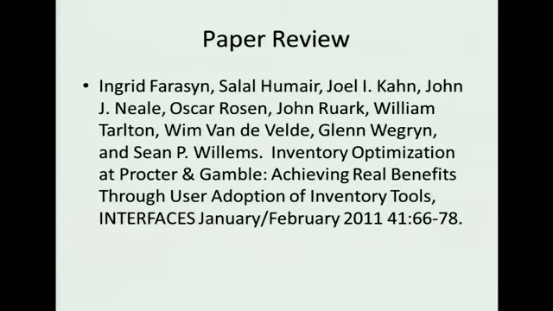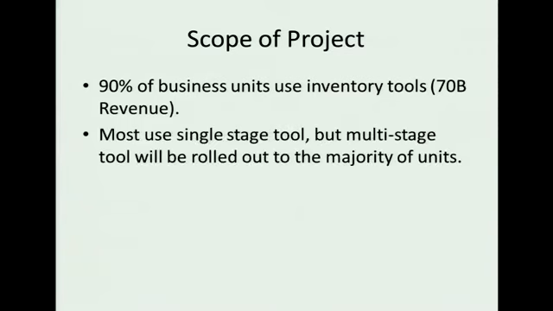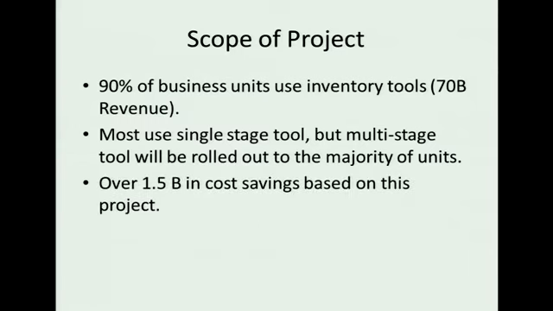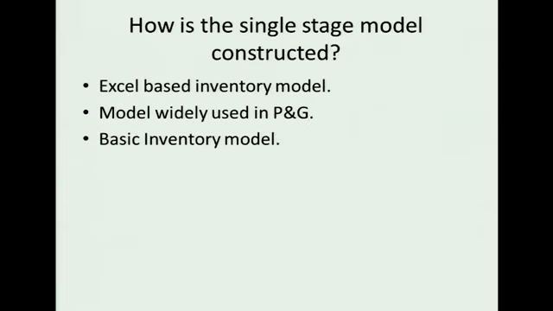So, the Procter & Gamble paper, I'm going to briefly go through and point out some key things. 90% of their business units use the inventory tool, $70 billion in total revenue. Most use a single-stage tool, but some have rolled out a multi-stage tool. $1.5 billion in cost savings. For the single stage, they basically constructed an Excel inventory model, and it was widely used at P&G.